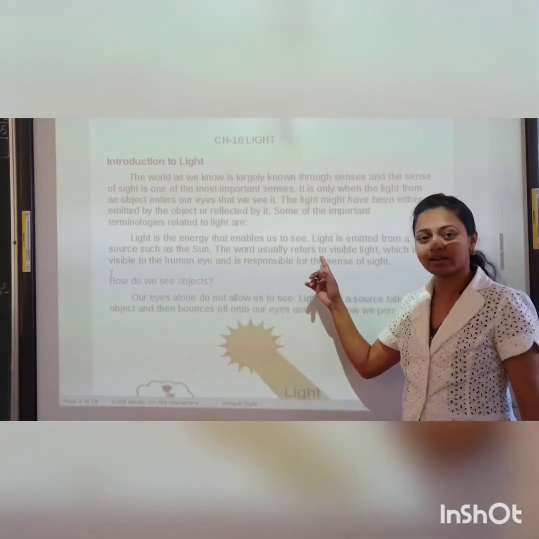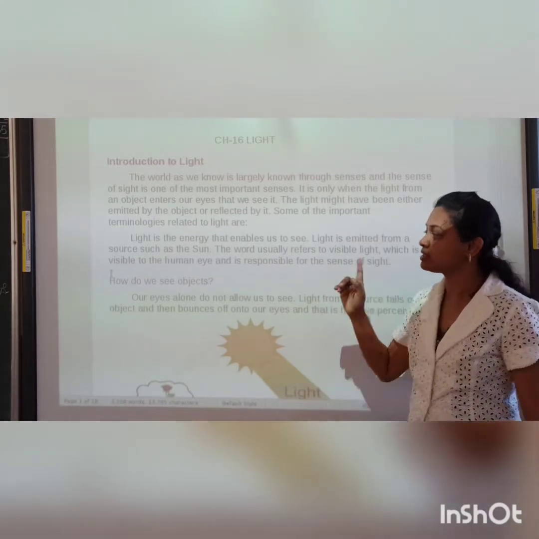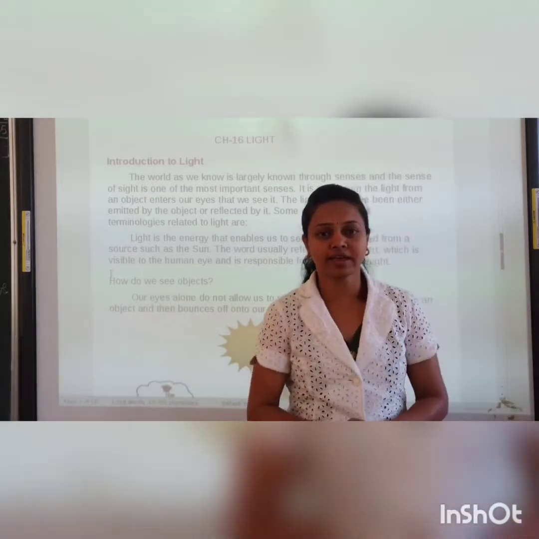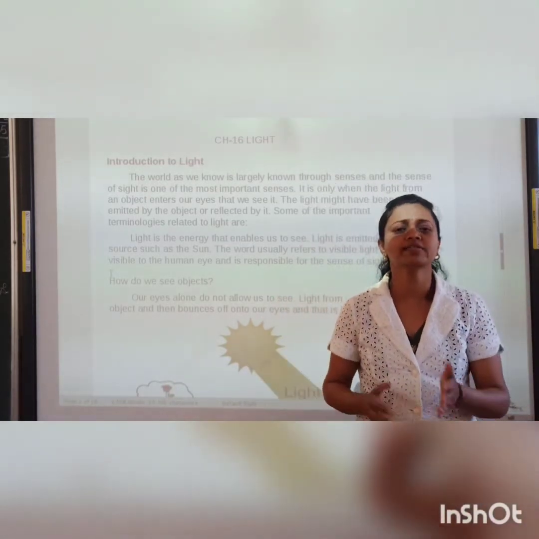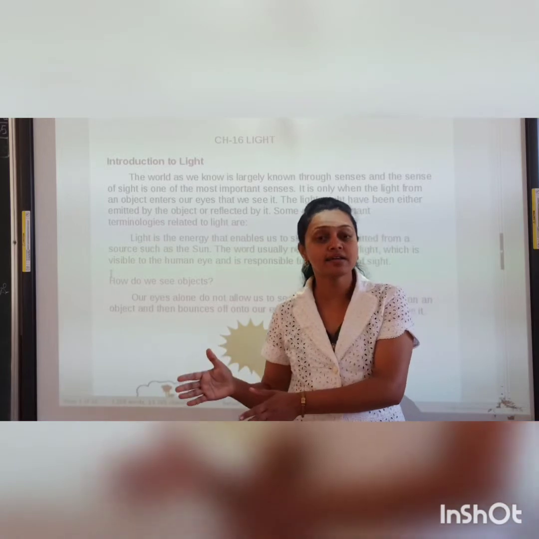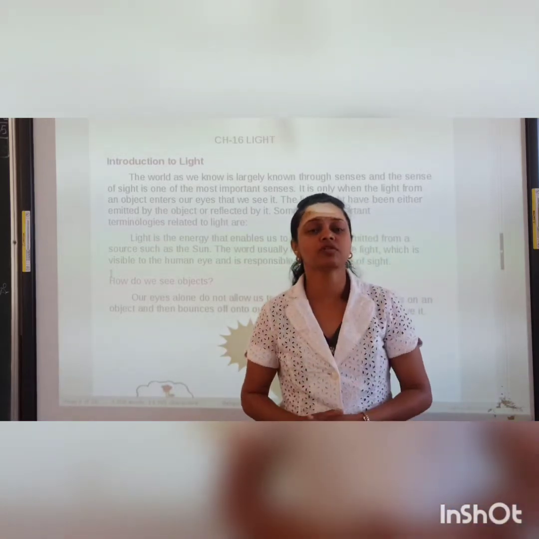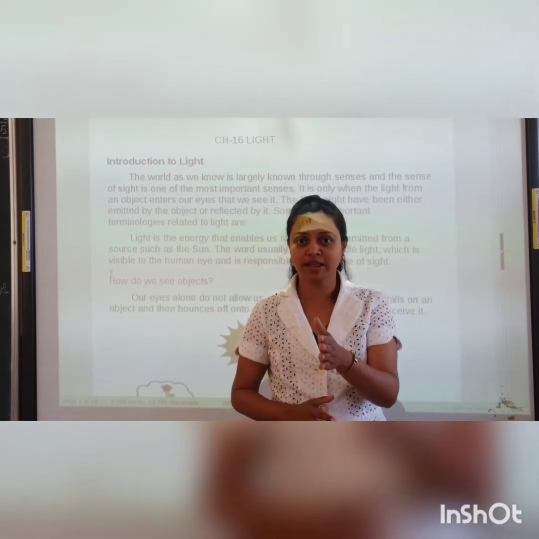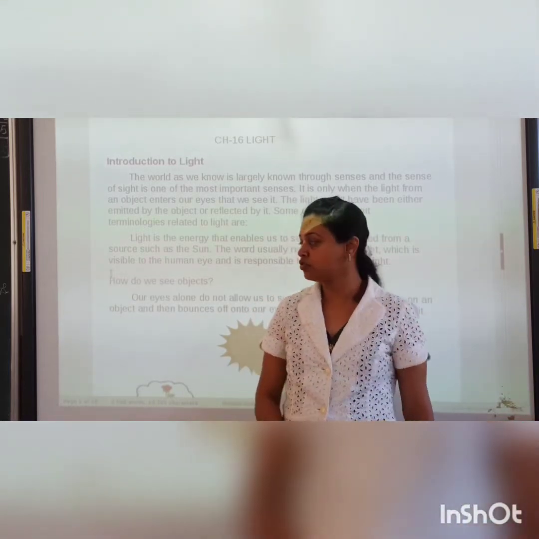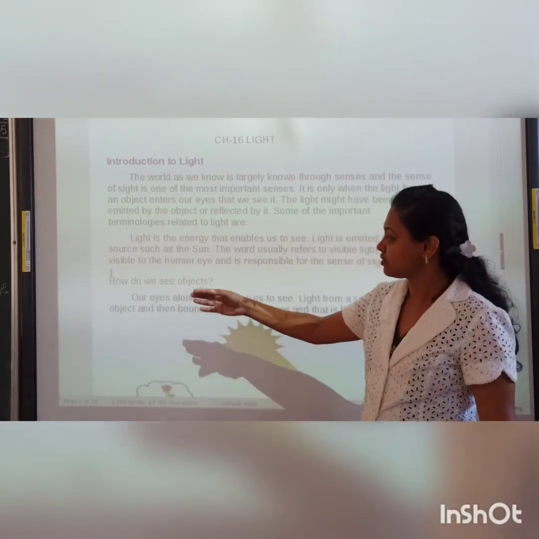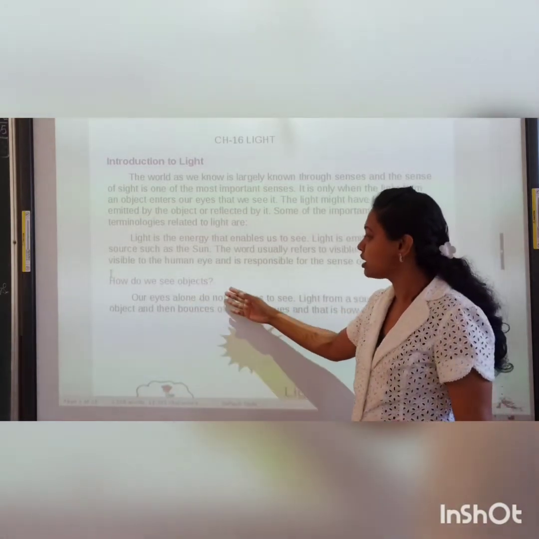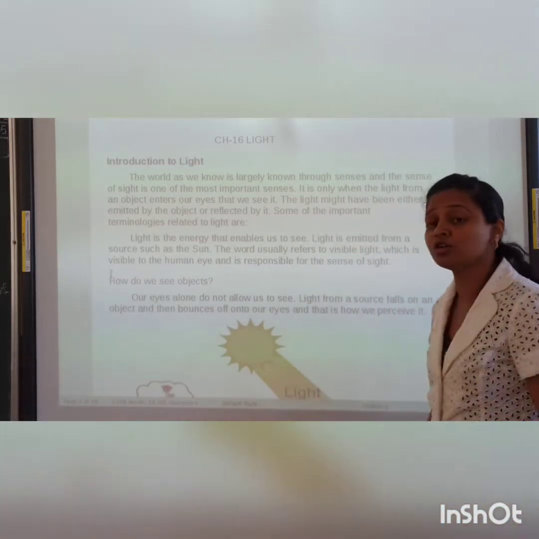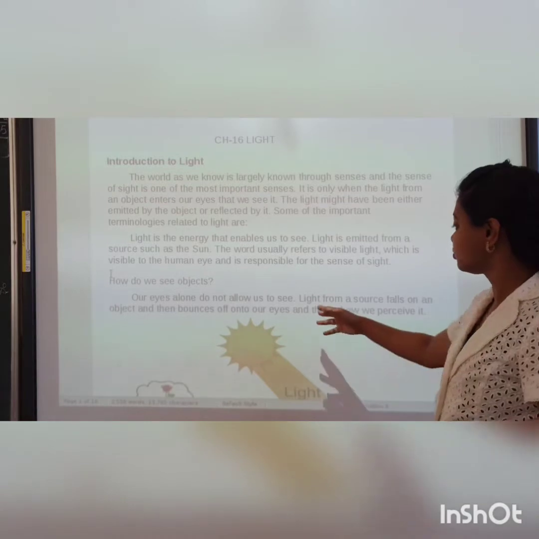The word usually refers to visible light, which is visible to the human eye and is responsible for the sense of sight. This is the basic thing we are studying from first standard, that is sense organs. In that, the eye is one of the vital organs which plays a role in vision. So, dear students, let us discuss how we see objects. Okay? Our eyes alone do not allow us to see.